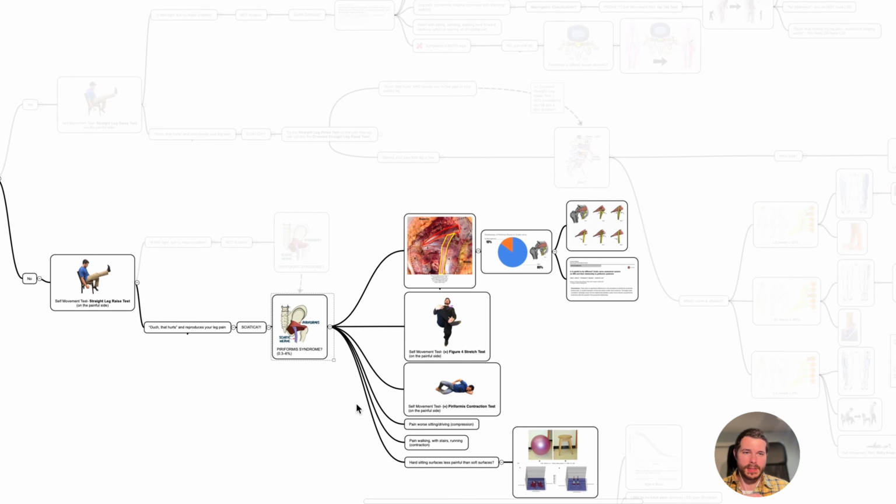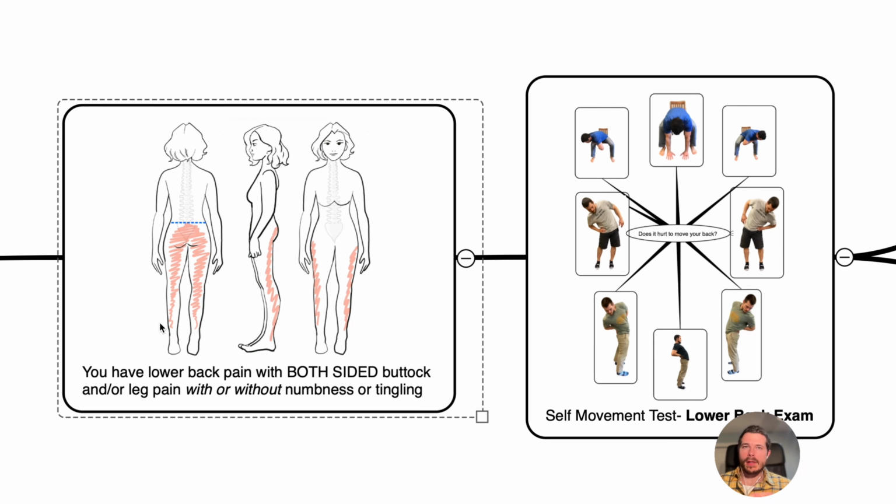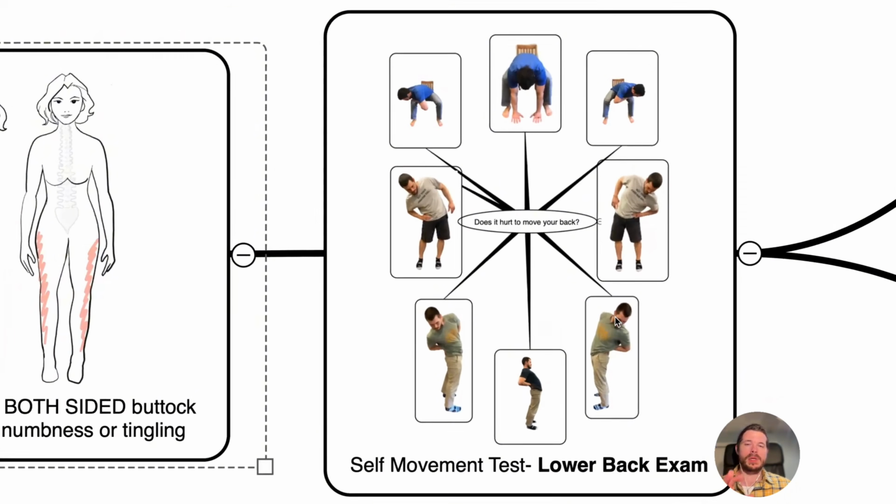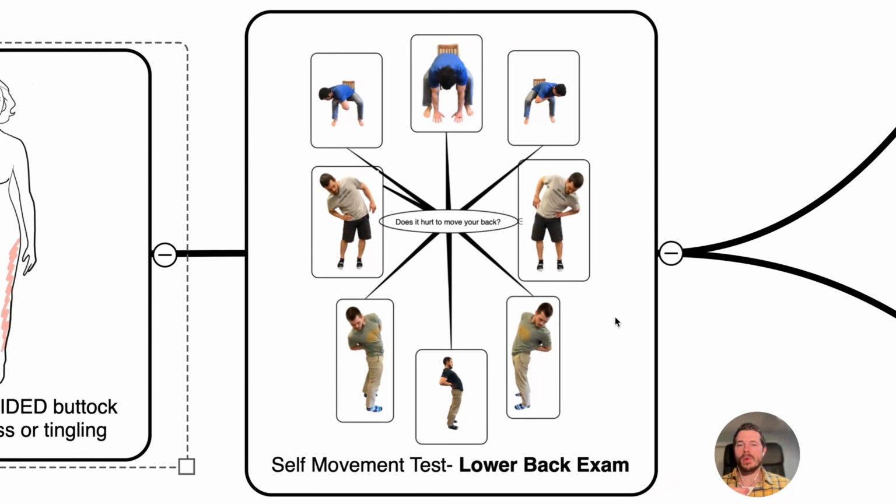So there you have it. We went through that entire flowchart. Let's move on. So now let's just say you have lower back pain with both sided symptoms, buttock and or leg pain with or without numbness or tingling. Let's go ahead and let's move your back to ensure that it is a back problem or to see if it's something else. So I'm going to ask you to be a little bit more thorough with this, and I'll explain why in a moment.